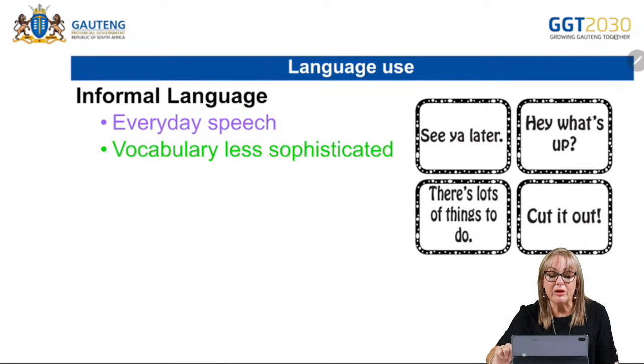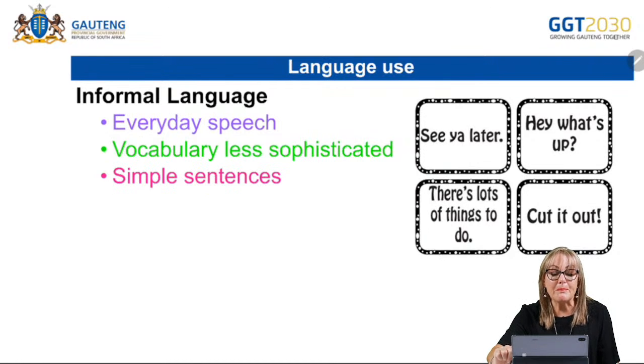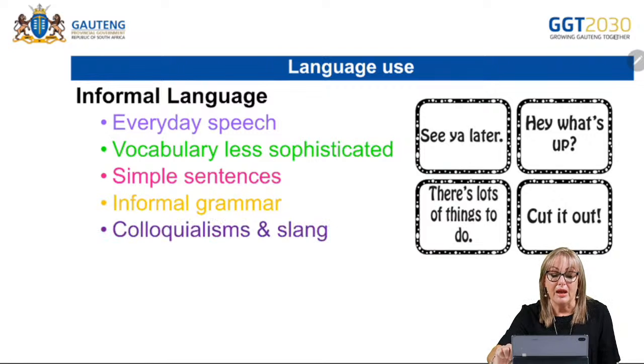So the vocabulary is less sophisticated. They make use of simple sentences, not long, difficult, involved sentences, sentences that you can understand the minute that you read it. They use informal grammar, like the examples there. They might use colloquialisms and slang. Now, you're not allowed to write a colloquialism or slang when you do creative writing, but advertisers use it because it appeals to a certain target market.